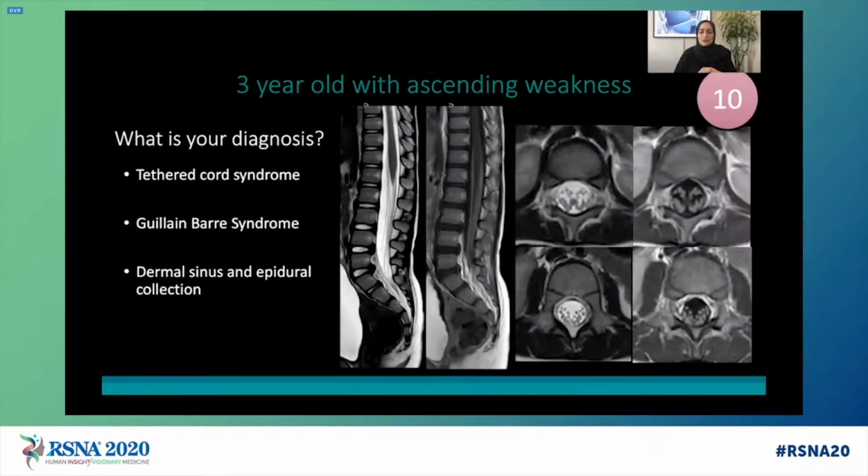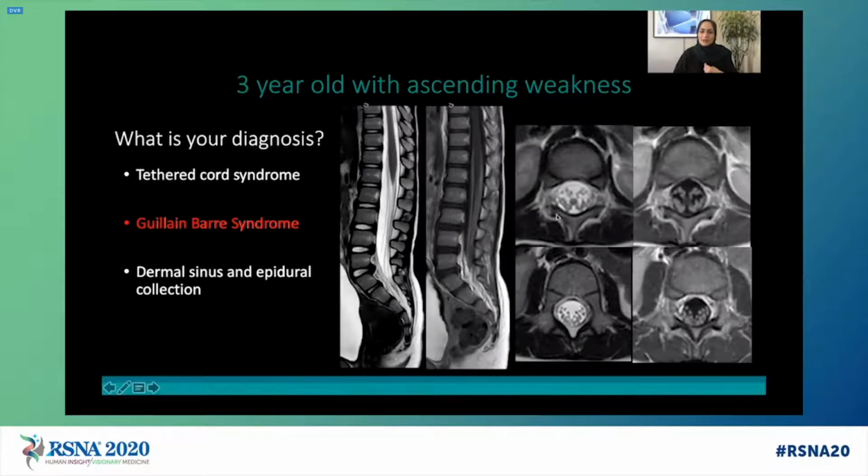Here we have a 3-year-old with ascending weakness. We have a sagittal and axial T2, as well as a post-GAD sagittal and axial T1. What is the diagnosis? Do you think it is a case of tethered cord? Do you think it's a case of Guillain-Barré syndrome, or is it a dermal sinus with an epidural collection? I'm sure you all got this one correctly. This is a case of Guillain-Barré syndrome.